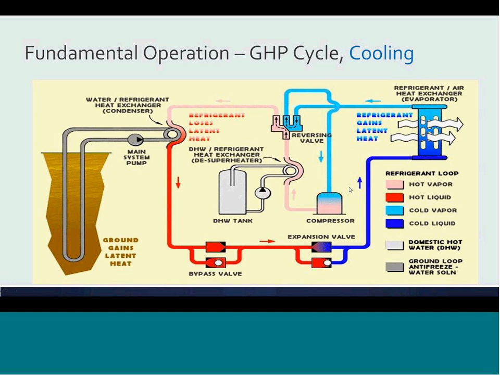The reversing valve then directs this hot vapor to the water refrigerant heat exchanger, where the hot vapor rejects heat to the ground loop. As heat is rejected, the hot vapor changes to hot liquid. It is then routed through the bypass valve and the expansion valve, where the hot liquid is cooled and the cycle starts all over again.